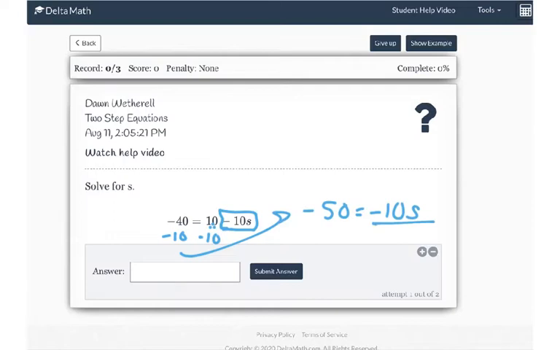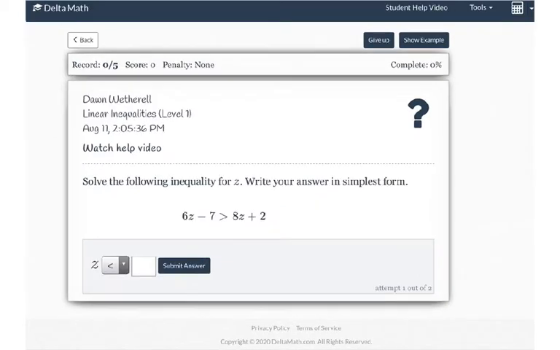Remember, these two things together here, that means multiply. So the opposite of multiply is divide. So I'm going to take the negative 10 and divide it on both sides. A negative 50 divided by a negative 10 gives me a positive 5. So my answer is 5, and I submit my answer. And then the last type are inequalities.